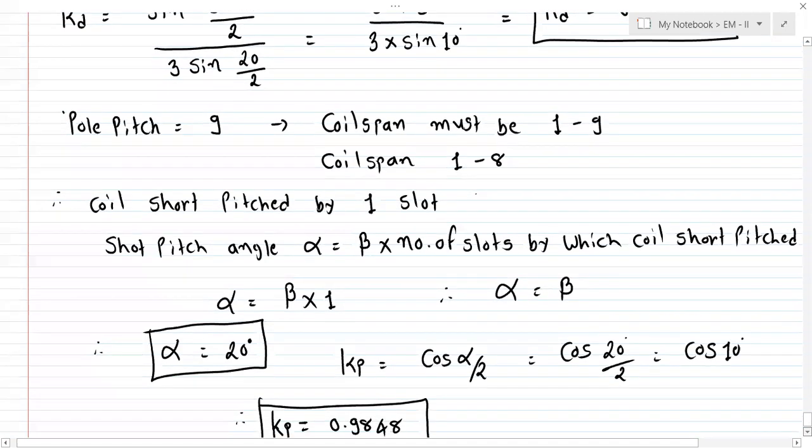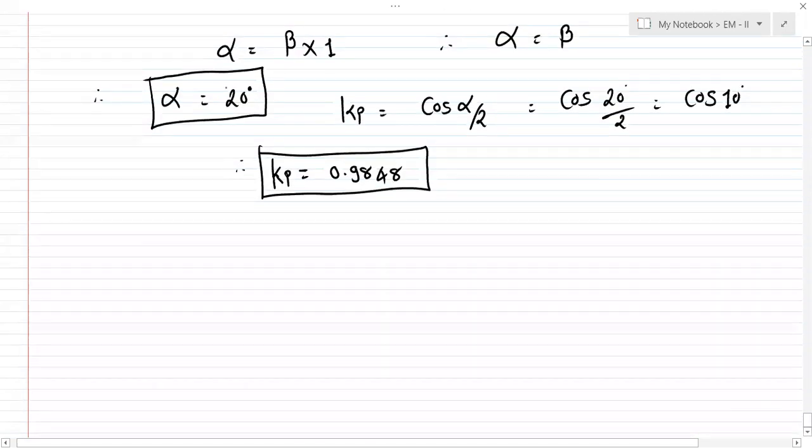And I'm putting that value in the equation of Kp. So my Kp is equal to cos(alpha/2), so it is cos(20/2), so cos 10, which is 0.9848. So this is the equation which we solved in the last lecture.